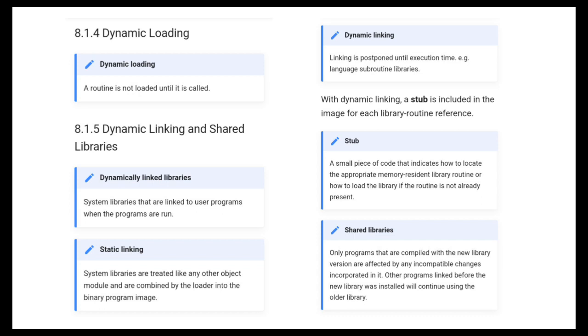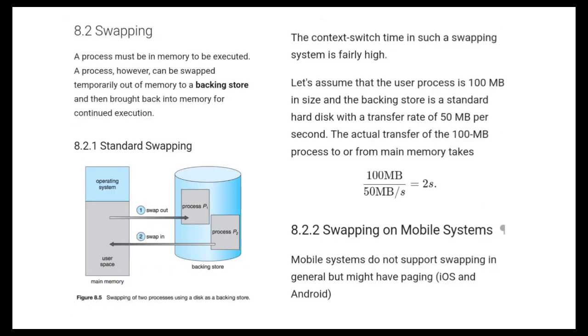And then, let's proceed to swapping. A process must be loaded into memory in order to execute. If there is not enough memory available to keep all running processes in memory at the same time, then some processes that are not currently using the CPU may have their memory swapped out to a fast local disk called the backing store.